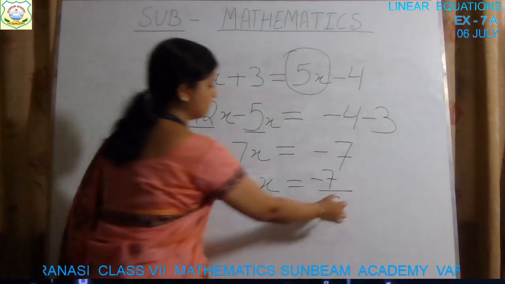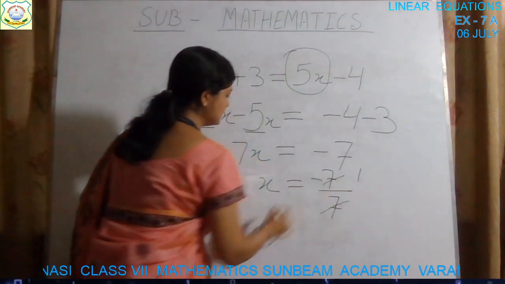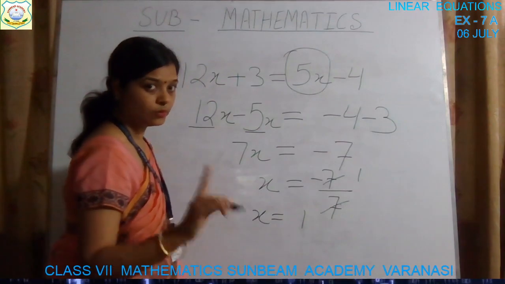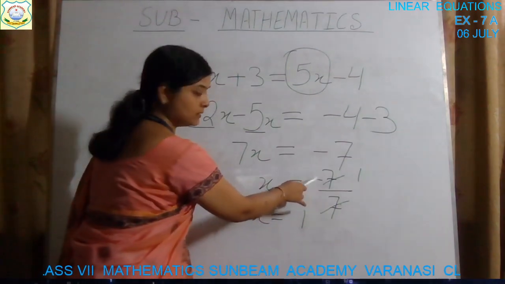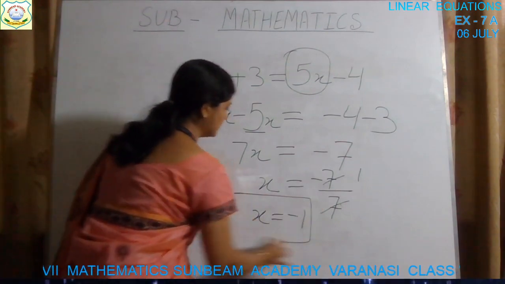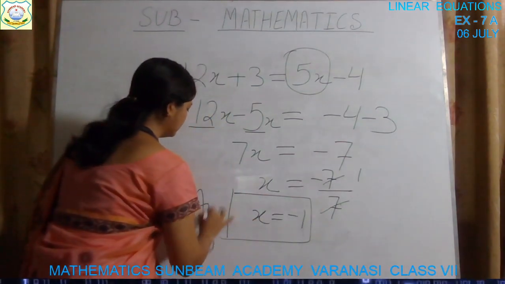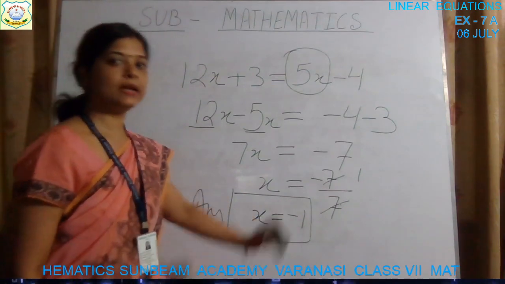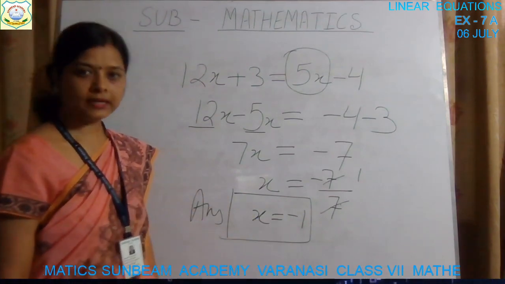7 ones are 7. What is the answer? x is equal to 1. No, x is equal to this one, minus. So the answer is x is equal to minus 1. In this way, highlight your answer, that the value of x is minus 1. Am I clear to everyone?